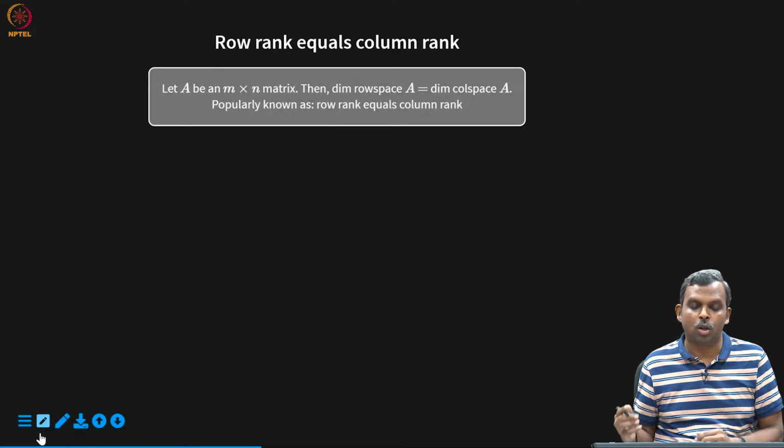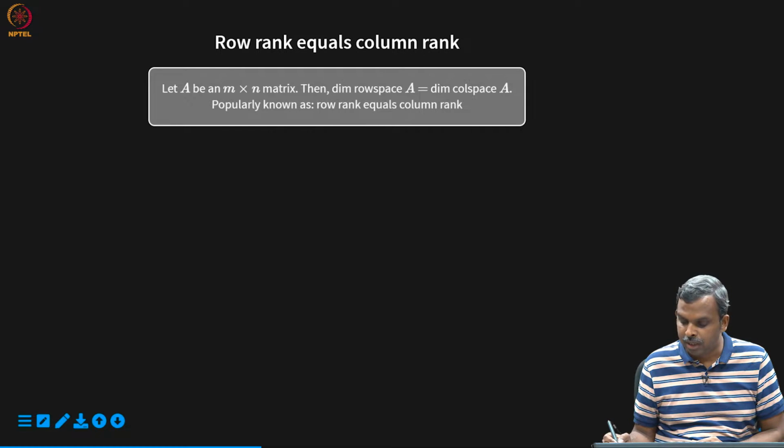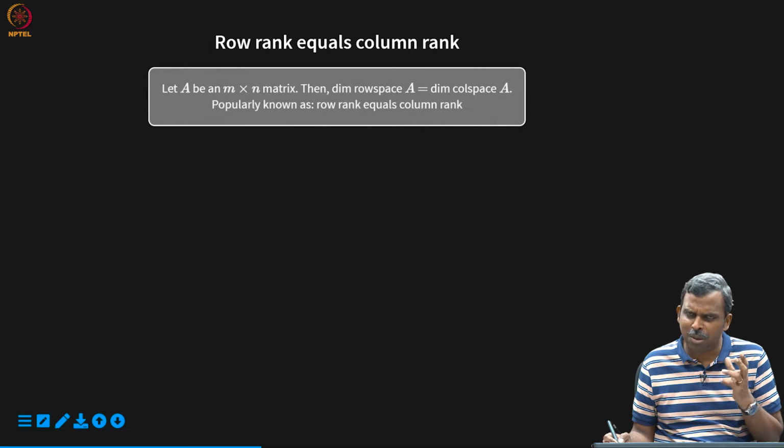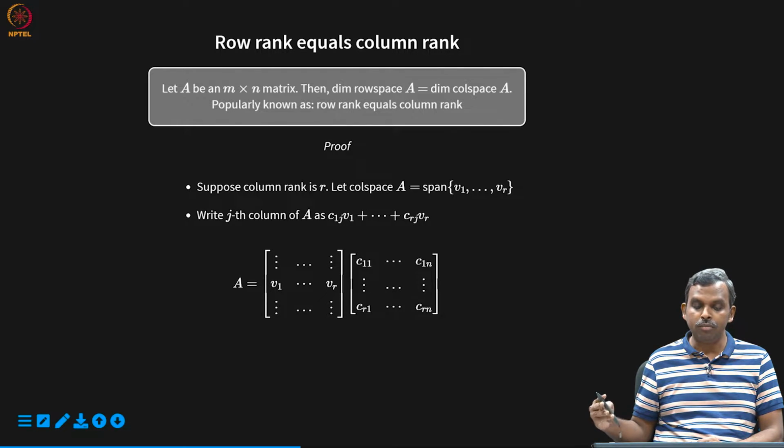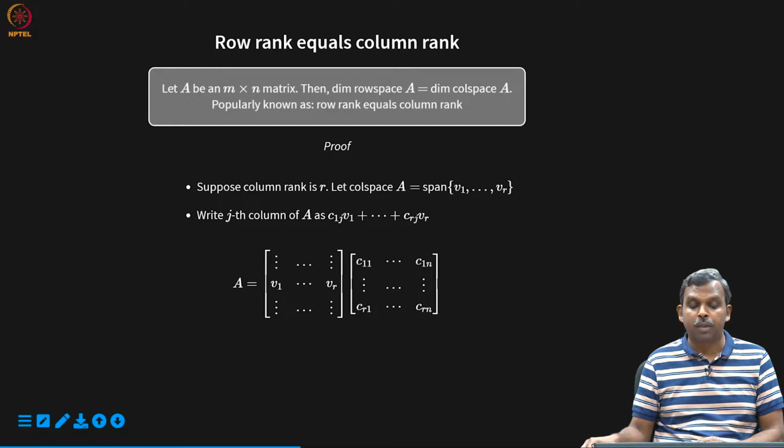So this is a popular result called row rank equals column rank. You'll see a lot of pages on it if you search about it. There are lots of ways to prove it. I'm going to give you a simple proof which may be a bit surprising. At least in this course we have not seen this. So what's the proof going to be?